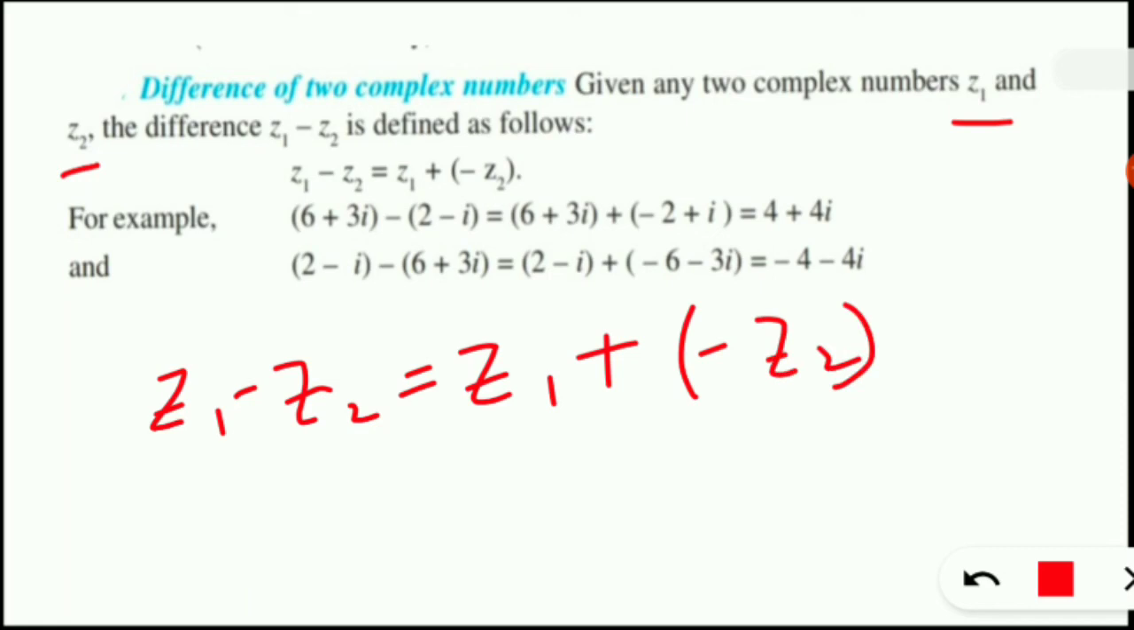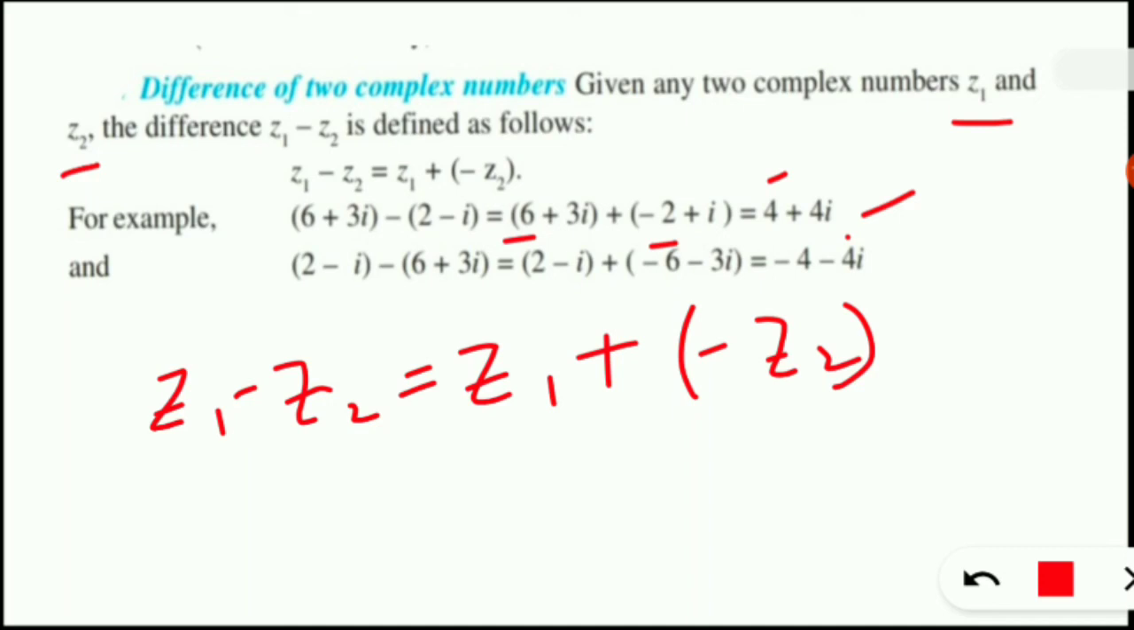Okay, so as for example, (6 plus 3i) minus (2 minus i) equal to 6 plus 3i plus, this is minus 2 and minus of minus i, that means plus i. So after that the result is 4 plus 4i, because 6 minus 2, real part 6 and real part minus 2, 6 minus 2 means 4. After that plus 3i and plus i, so plus 4i.